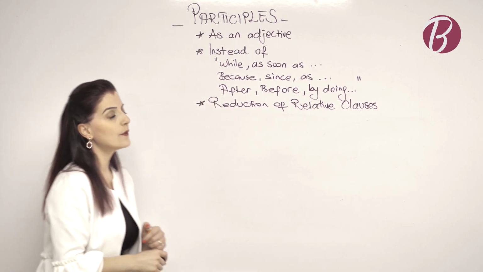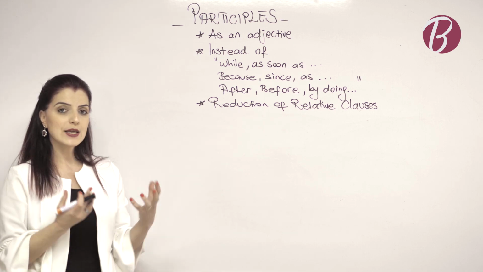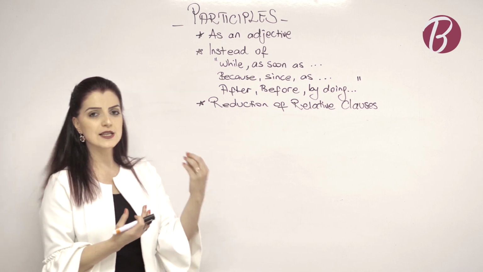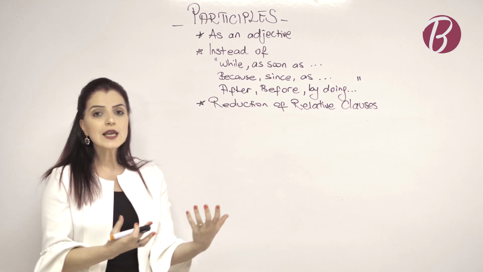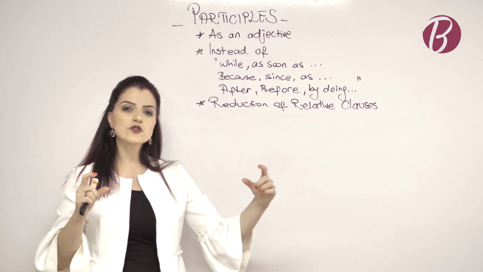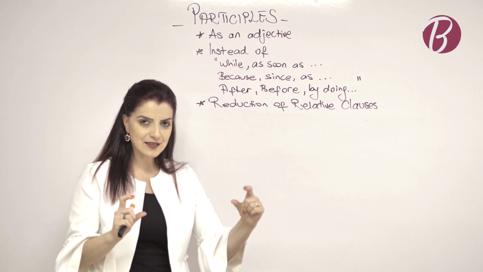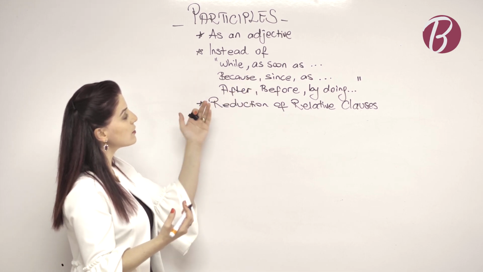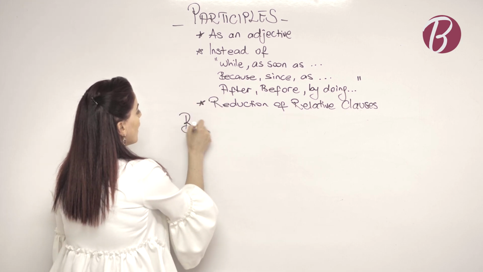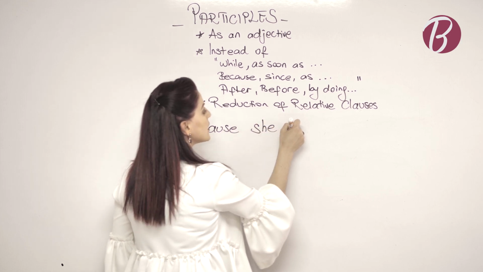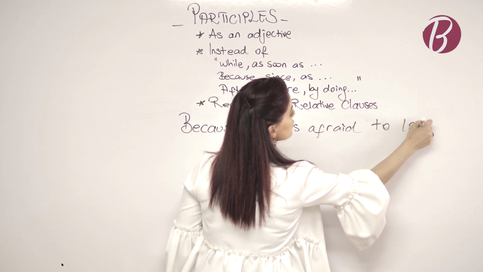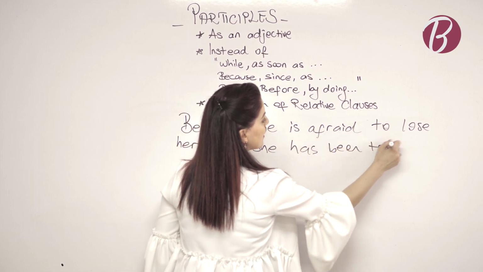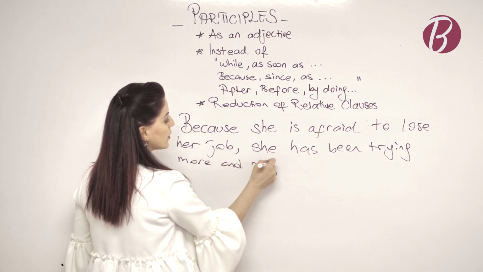The first thing that you should know is that you can make economical sentences by using participles. The first reason why I use them is that we are trying to create sentences in an economical way. For example, instead of while, as soon as, or because, let's see with an example. Because she is afraid to lose her job, she has been trying more and more nowadays.